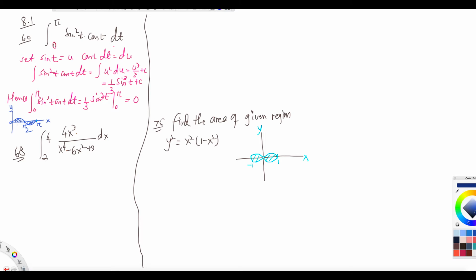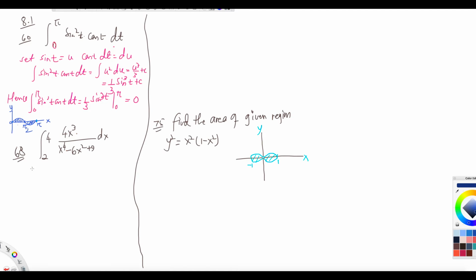All right, now the next question is number 68. You need to find the integral from 2 to 4 of 4x cubed over x to the 4 minus 6x squared plus 9. You see that the denominator is 4th degree and the numerator is 3rd degree. So if you set the whole denominator equal to u, then you might get that du, right?